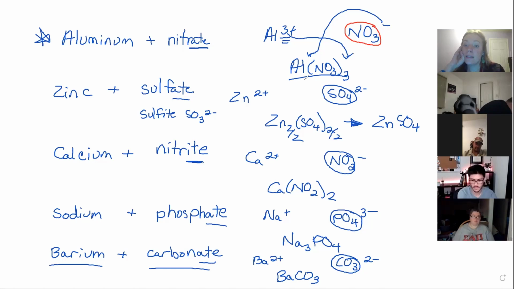Okay, so let's talk about how to name these things, because this thing is not aluminum plus nitrate. Its name is aluminum nitrate. This thing isn't calcium plus nitrite. It's calcium nitrite. And there's a way that we systematically name every single chemical formula we come into contact with.